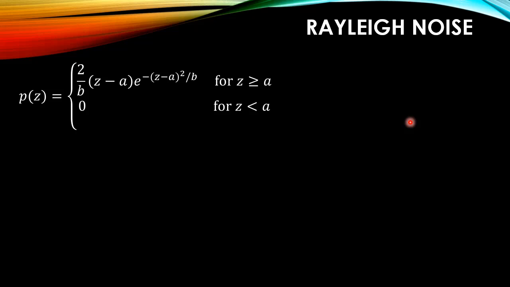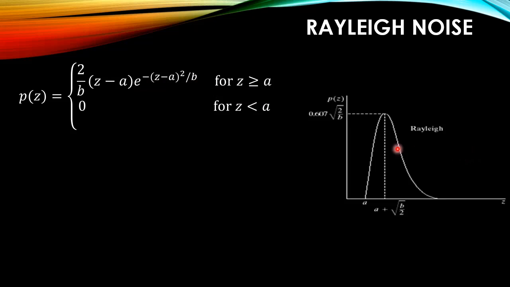The second type of noise is the Rayleigh noise, and it is defined by this equation: P of z is equal to 2 by b into (z minus a) into e raised to minus (z minus a) square by b for z greater than or equal to a, and if not it will be 0. The PDF is given by this image. You can see it's somewhat similar to Gaussian on the right hand side, but on the left hand side it's basically different compared to the Gaussian.